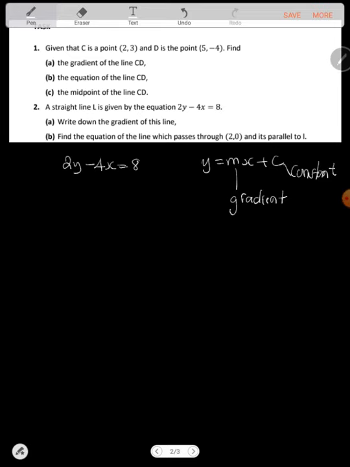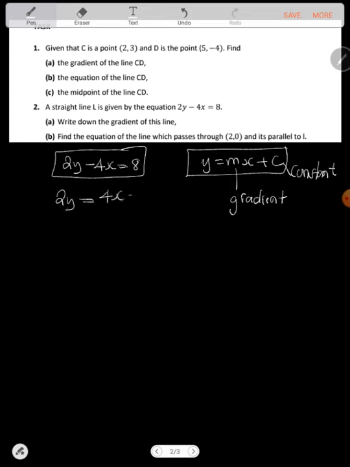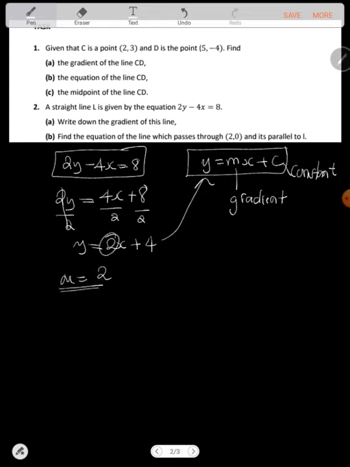Okay, so we need to write this equation here in this form. So let 2y remain this side, this will go the other side, becomes positive 4x plus 8. We need to leave y alone this side. So we divide by 2, divide by 2, divide by 2, so that y remains alone. 2 into 4 is 2x plus 4. You can see that it's in the form. y is alone, there's m here, there's x and c. So from here, the gradient is 2.